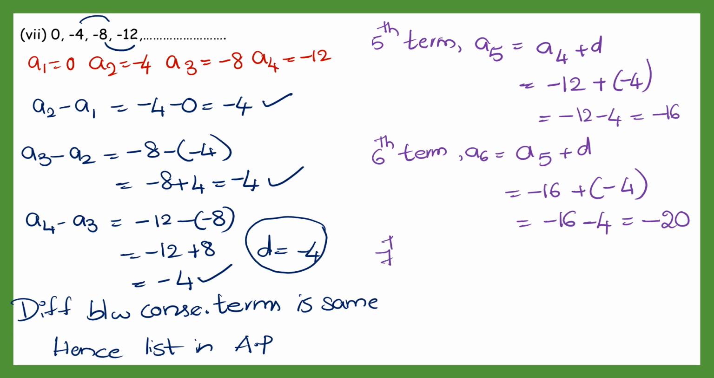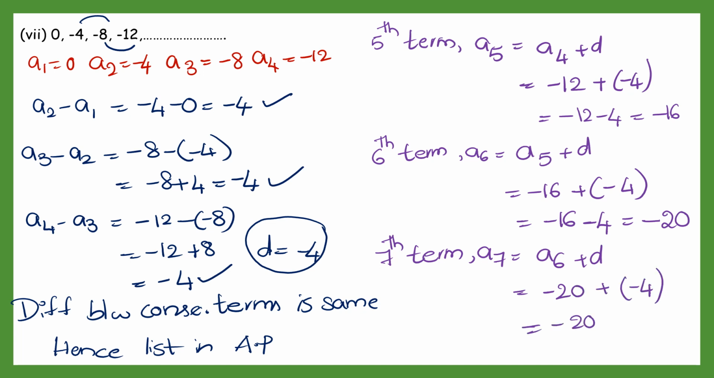Now, seventh term. Seventh term A7 is nothing but sixth term plus common difference. So, minus 20 plus common difference, which is minus 4. Minus 20 plus into minus is minus. Minus 4, we get minus 24.